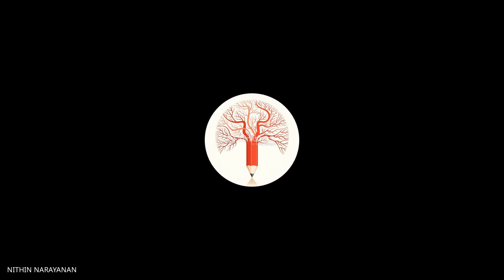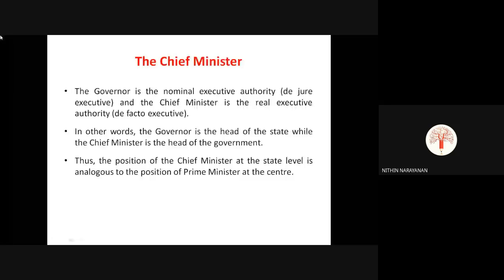We know that the governor is a nominal executive authority of the state, but chief minister is a real executive authority, or we can say is the constitutional head of the state. Okay, nominal executive authority governor ആണെങ്കിൽ the real executive authority or the constitutional head is the chief minister. In other words, the governor is the head of the state while the chief minister is the head of the government. Okay. Thus, the position of the chief minister at the state level is analogous to the position of prime minister at the center.